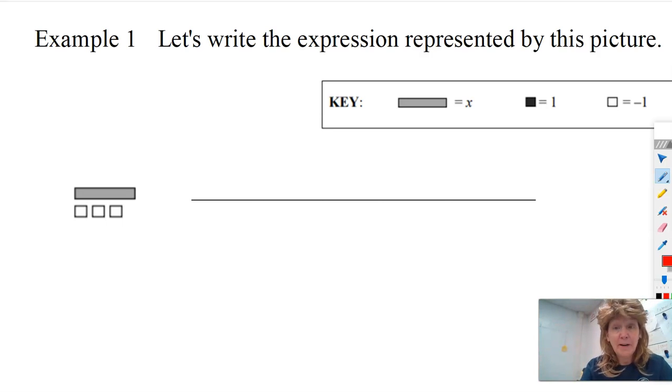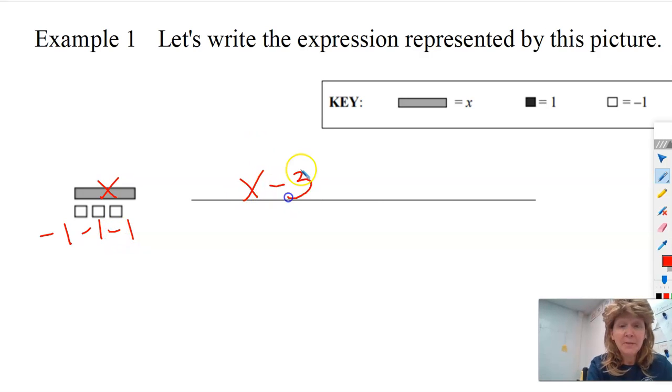Here's an example of writing an expression represented by this picture. You see 1x. I'm going to put a little x here. And then each of these things stands for -1. So altogether, I have x minus 3. That's an expression that represents the picture in algebra tiles.